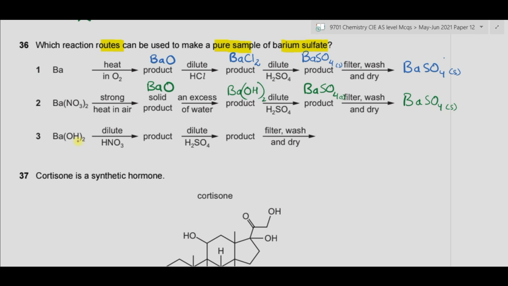Third one is barium hydroxide, which is base. It can react with acid to form salt, barium nitrate along with water. This product barium nitrate can react with dilute sulfuric acid to form barium sulfate. This barium sulfate is insoluble, so it can be filtered, washed and dried to obtain pure barium sulfate. All three methods can be used to obtain pure barium sulfate, so therefore answer is A.